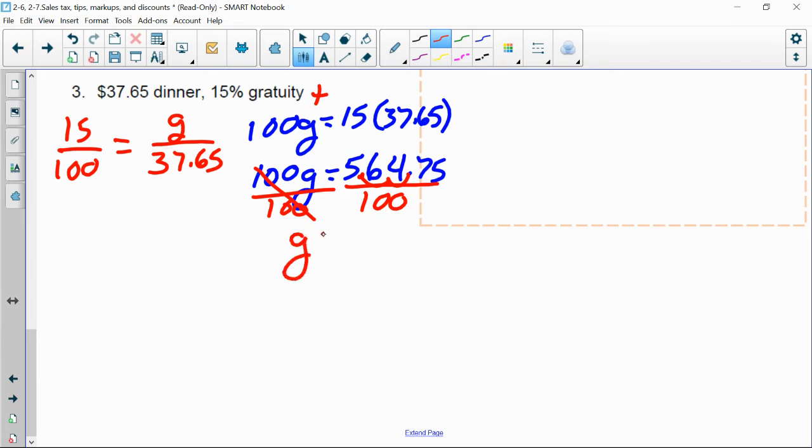So G, you're going to round. Is this 4 going to stay 4, or is it going to go up? If I look at the number after it, it's a 7. So I'm leaving a $5.65 tip.